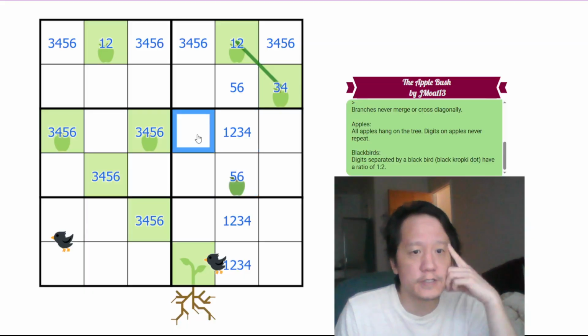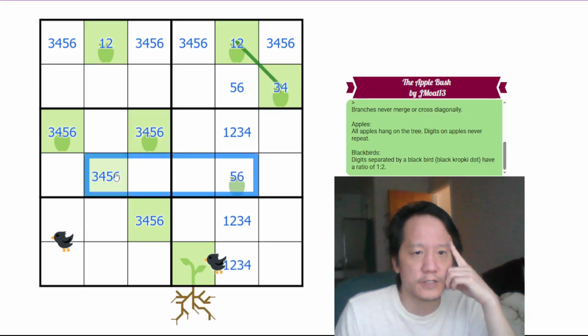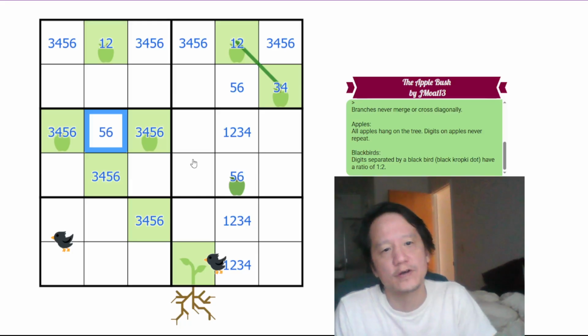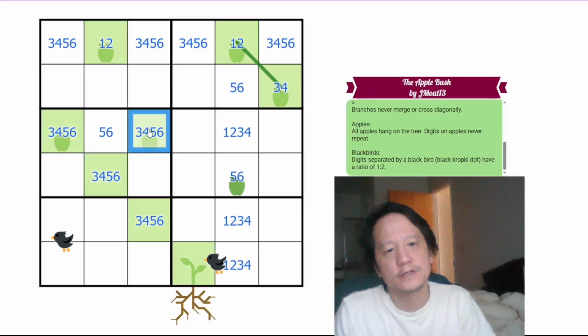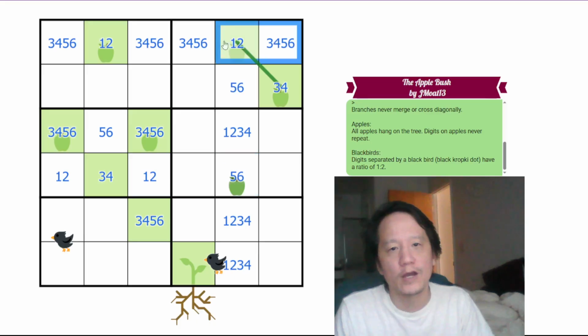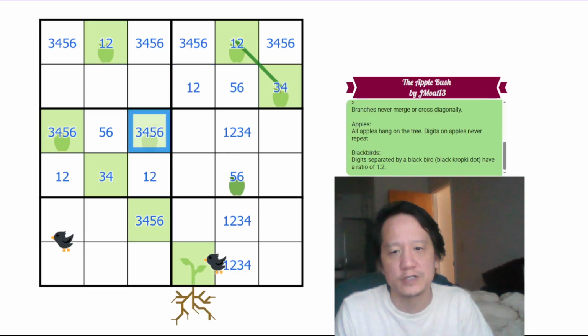Again, where is this digit? It cannot be any of these because it cannot have duplicates. Therefore, this must be 5 or 6. This sees both 5 or 6s, so this must be 3, 4, which makes this 1, 2, 1, 2. We have 3, 4, 5, 6 quadruplet in box 2, so this must be 1 or 2. Therefore, it must expand going this way. This is a tree, and it stops there.